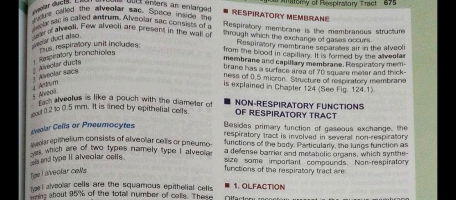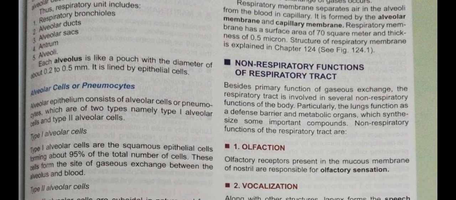Then the respiratory membrane. The respiratory membrane is the membrane structure through which the exchange of gases occurs. It separates air in the alveoli from the blood in the capillary. It is formed by the alveolar membrane and capillary membrane. The respiratory membrane has a surface area of 70 square meters and a thickness of 0.5 micron. The structure of the respiratory membrane is explained later.